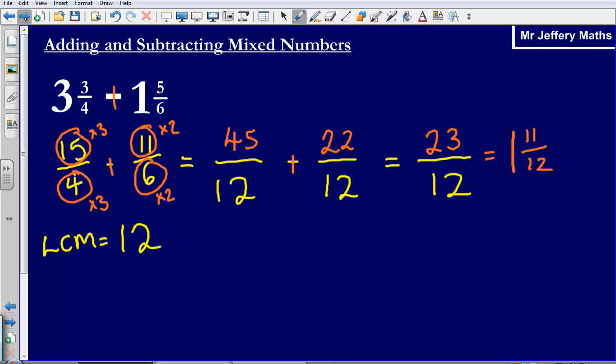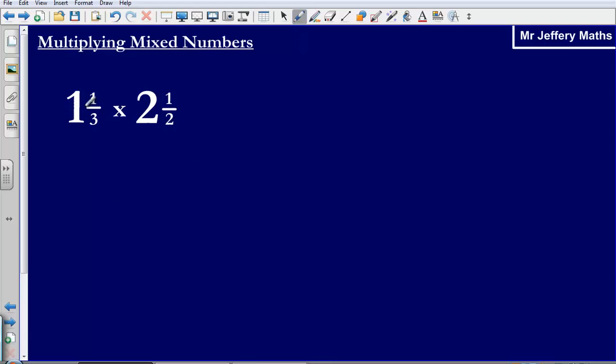Okay. Next topic, multiplying mixed numbers. Here I've got 1 1/3 multiplied by 2 1/2. So again, whenever I see mixed numbers, the best thing to do is to turn them into top-heavy fractions. I do that by taking the number on the bottom here, 3, and multiplying it by the whole number, 3 times 1, then add the 1 on top. That gives me 4/3. And I'm multiplying that by taking the denominator of the mixed number, 2, multiplied by the whole number, 2. 2 times 2 gives me 4. Add the 1 on top. That gives me 5 halves. So 4/3 multiplied by 5 halves.